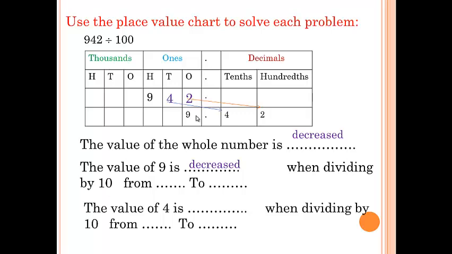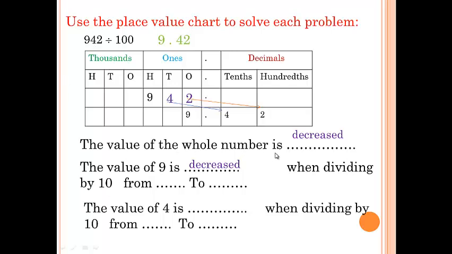When dividing by 10 or 100 or 1000, we move back according to how many zeros I have. I have 2 zeros here, so I count back from the ones 2 decimal places. 1, 2. My point will sit here between 9 and 4. So my answer will be 9.42.